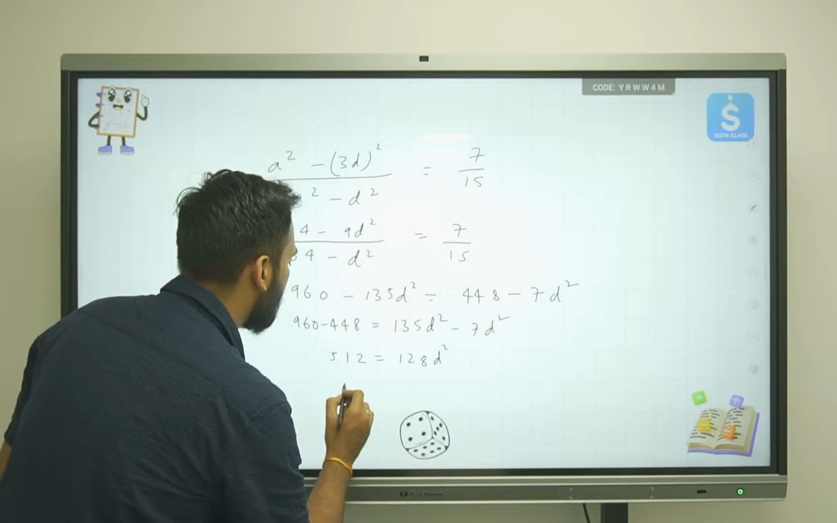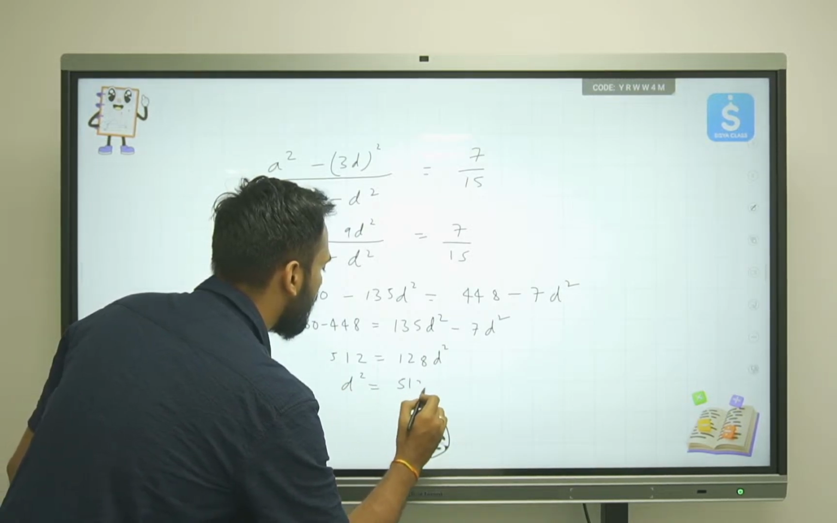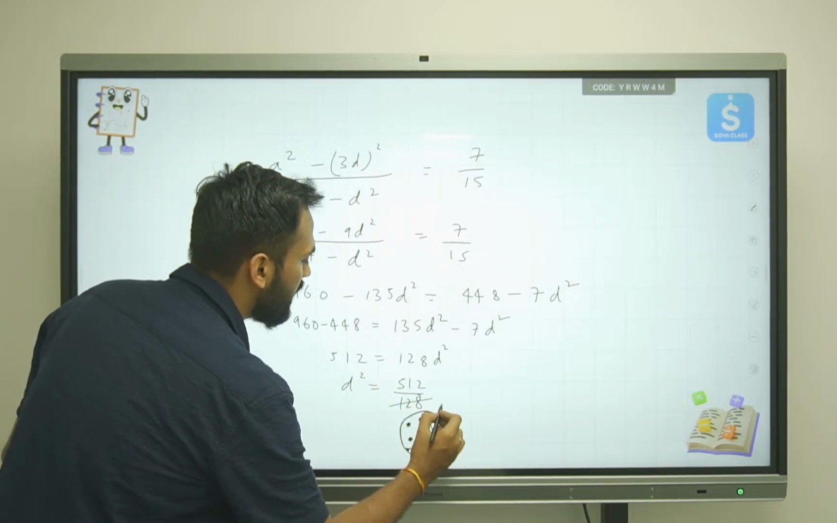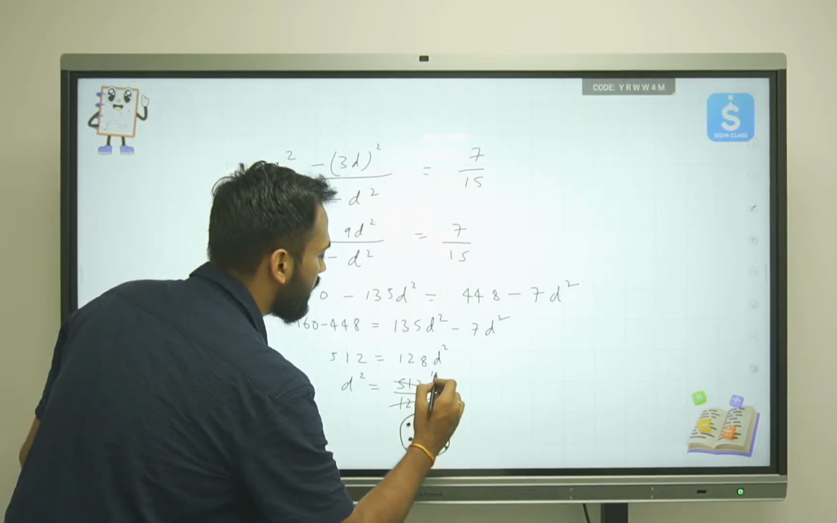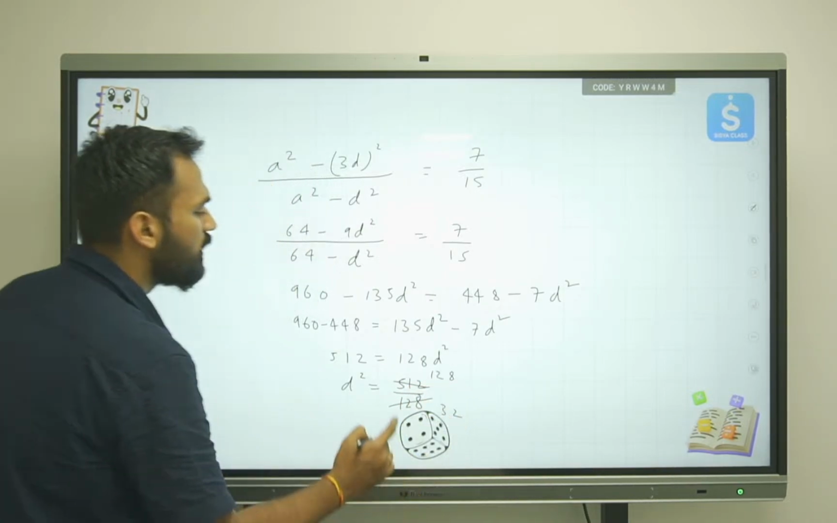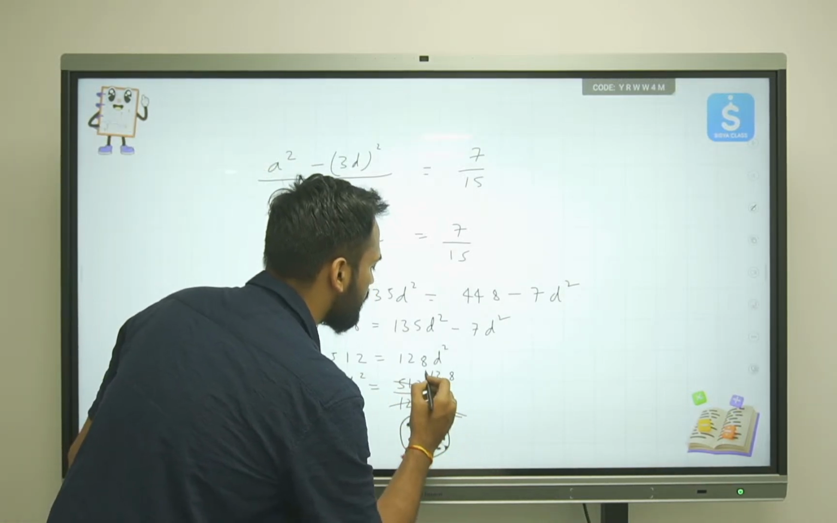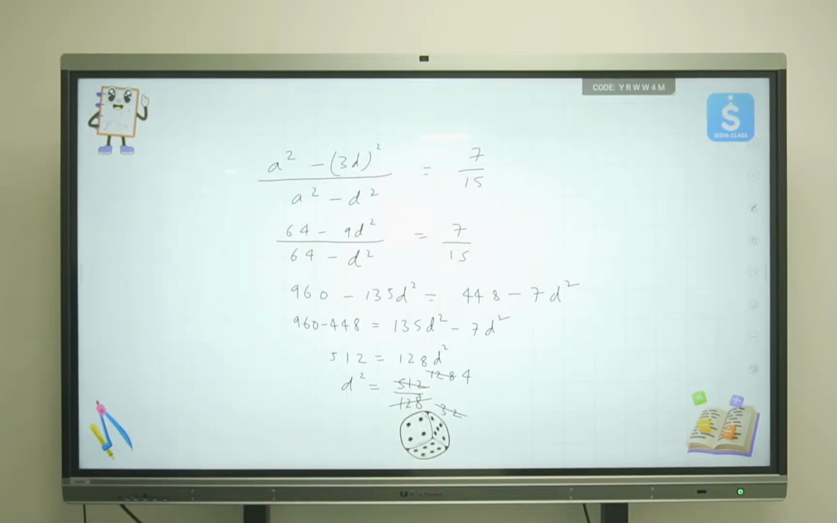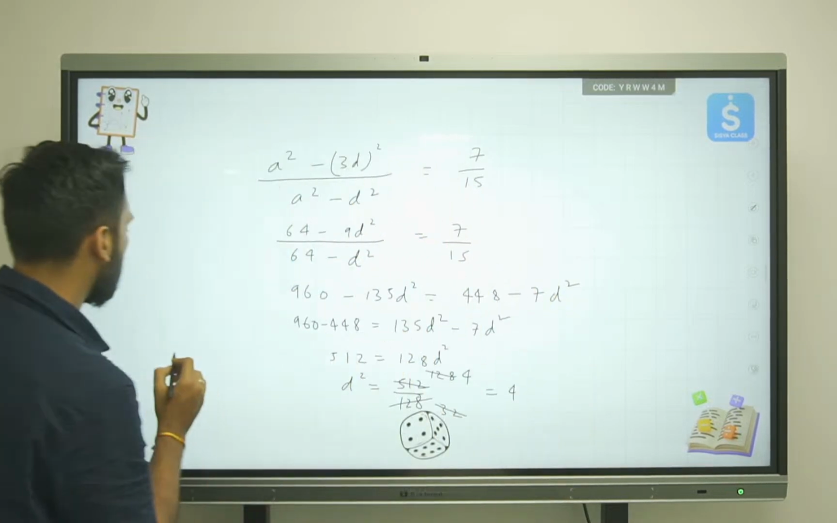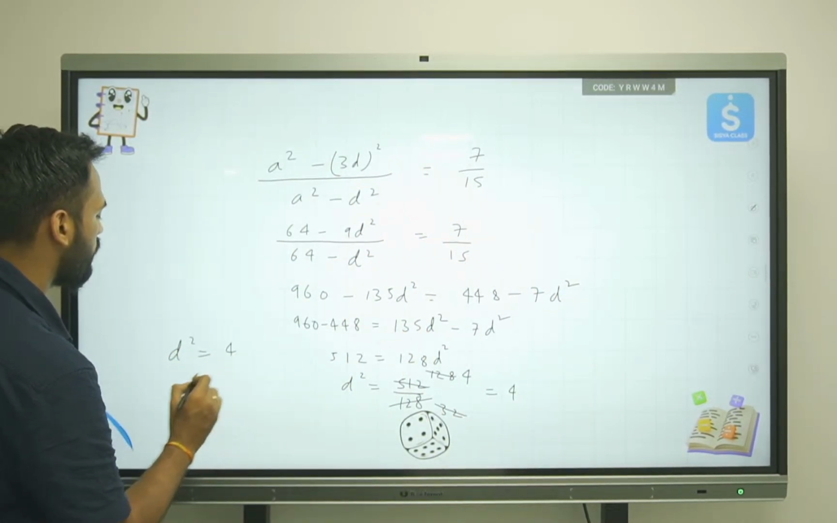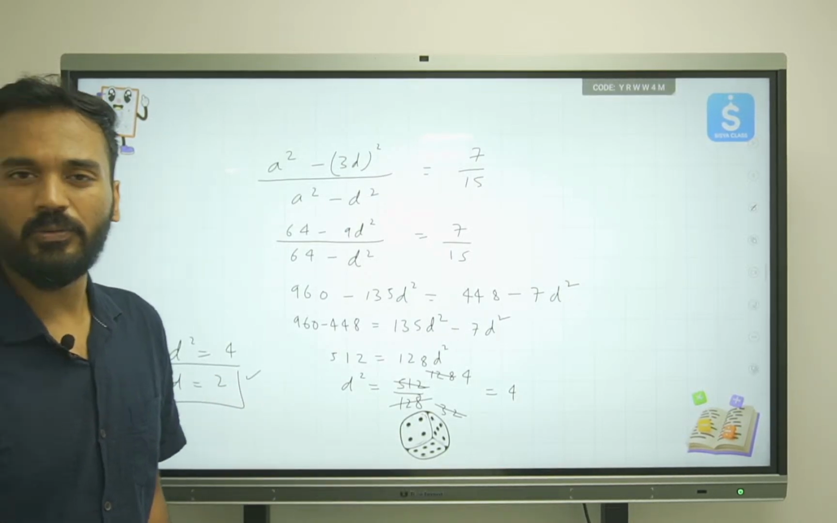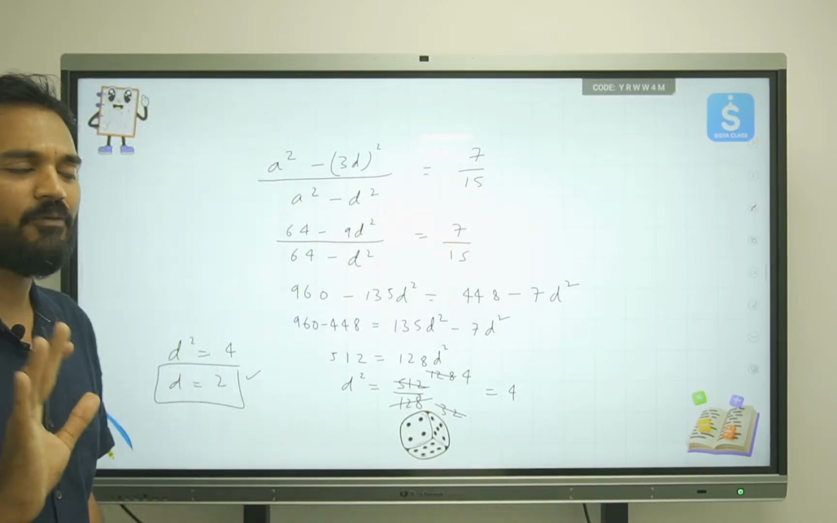So D squared will be equal to 512 upon 128. Let's cancel out. 4 times 3, 4 times 2, 4 times 1, 4 times 4 is... 4 times 8, 4 times 8 is 32. 32 times 4 is 128. Directly 4 times you can go and this will come out to be 4. D squared will now become 4. So square root of 4. You take the positive value only, because even if you take the negative value, you will get the same 4 consecutive AP numbers.